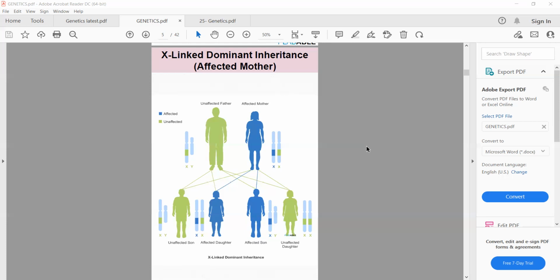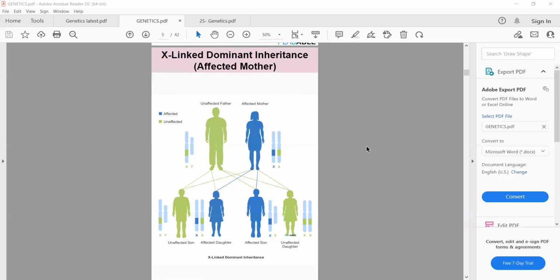And if we talk overall, then 50% of the children will have the disease and 50% of the children will be normal. Now we are discussing X-linked dominant inheritance if the mother is affected. Now, if the mother is affected, we can suppose that one X chromosome is defective and one is normal.